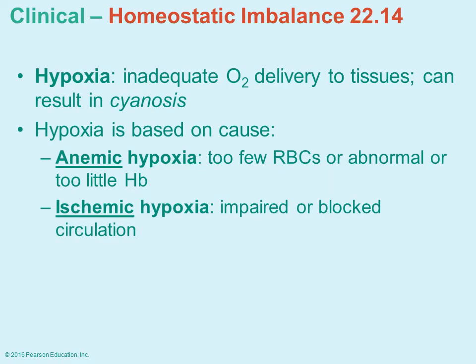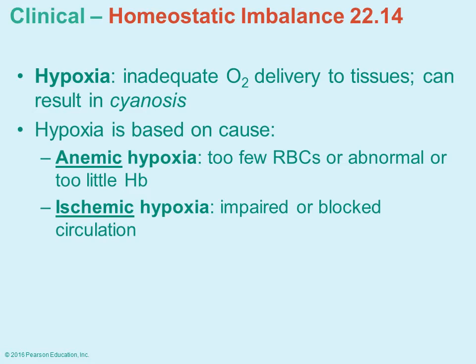Hypoxia is a term when the tissues are not receiving enough oxygen. If this continues too long, it can lead to what we call cyanosis, where there's a bluish coloring to the skin. What can cause hypoxia? Anemic hypoxia is when there's not enough red blood cells, or that red blood cells are abnormal. Either way, you're resulting in not enough hemoglobin to bind oxygen to ensure the proper or adequate supply of oxygen to the tissues.